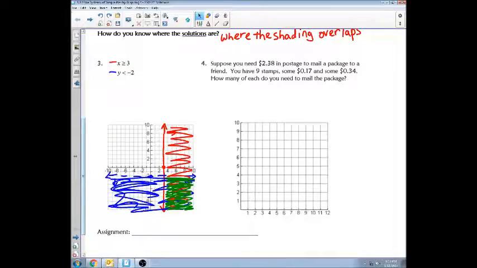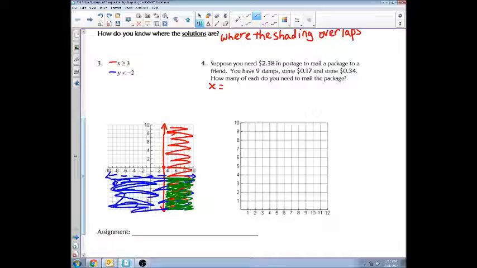Now the story problems, we're going to treat these very, very similar to how we treated the systems of equations that we were doing not too long ago. So suppose you need $2.38 in postage to mail a package to a friend. You have 9 stamps. Some are 17-cent stamps and some are 34-cent stamps. How many of each do you need to mail the package?